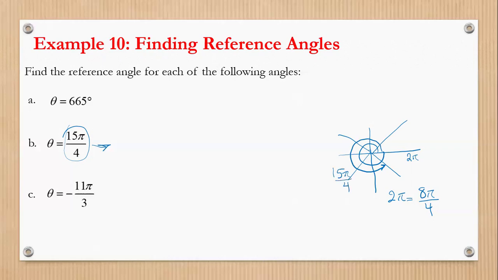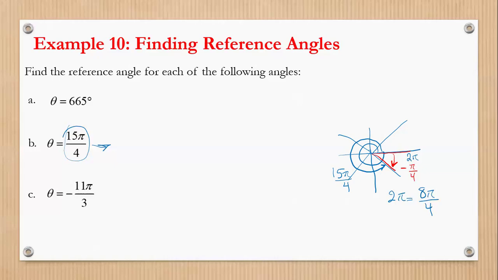Now if I want to find the coterminal angle, it is an angle that has the same initial and same terminal side as this angle, which is negative, you can say actually negative pi over 4. Negative pi over 4 is the coterminal angle.